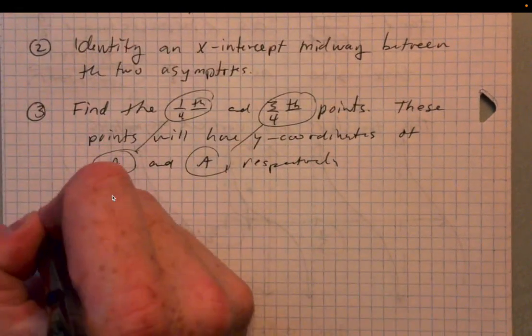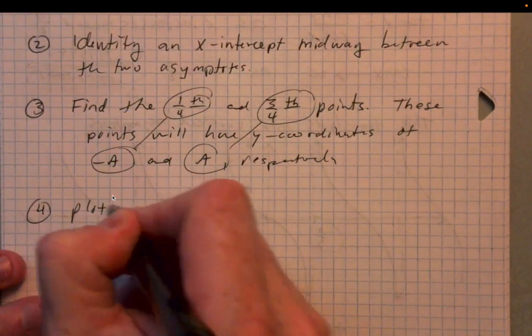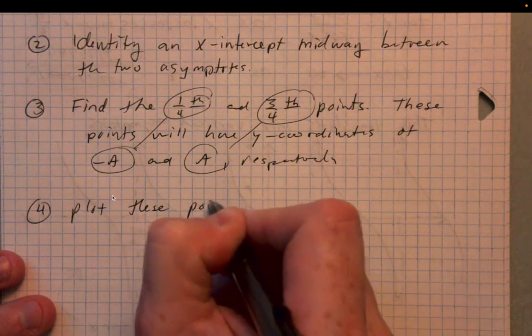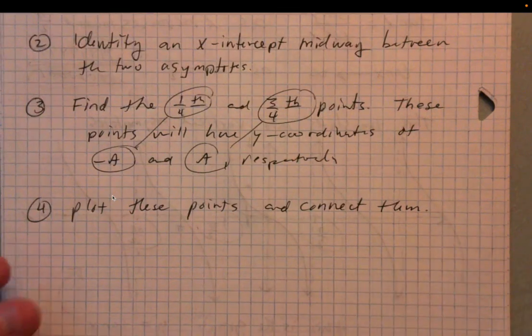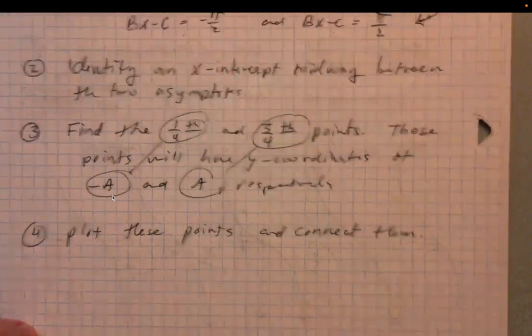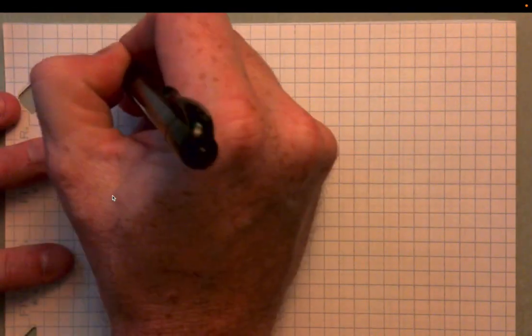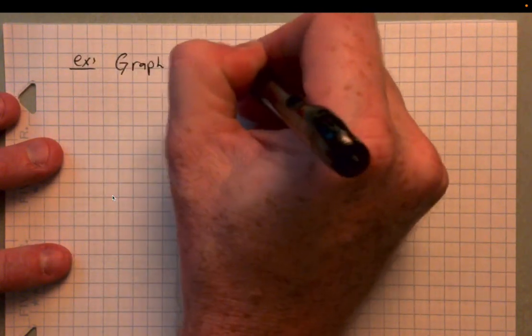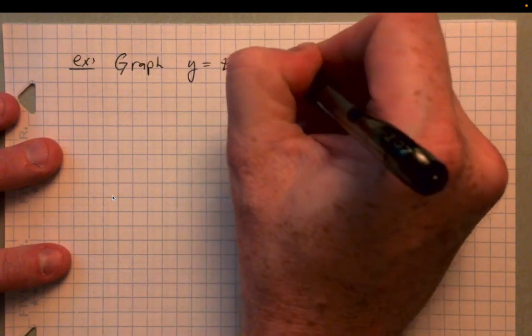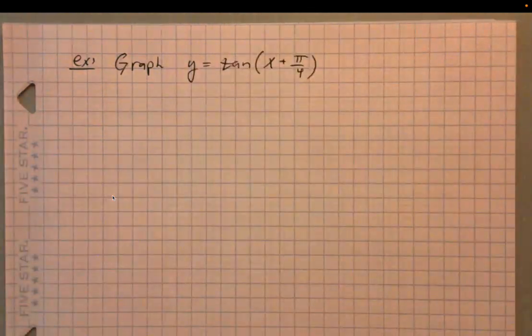And then finally, step 4 is just to plot all these points and connect them. Okay, very simple. All right. Very simple, right? Well, let's do an example, and I think you'll see that it is actually fairly straightforward. Okay. Let's do this example. Let's say we want to graph y equals tangent of x plus pi over 4.